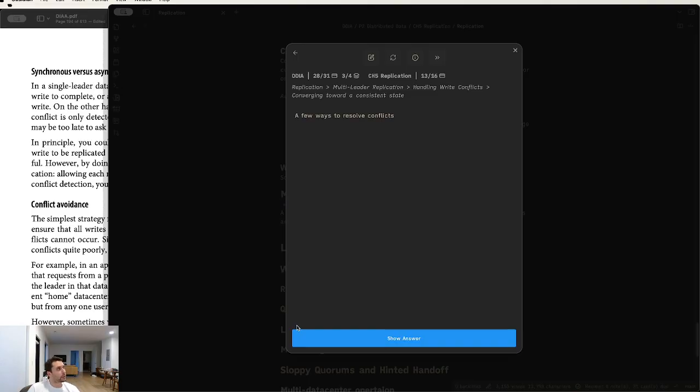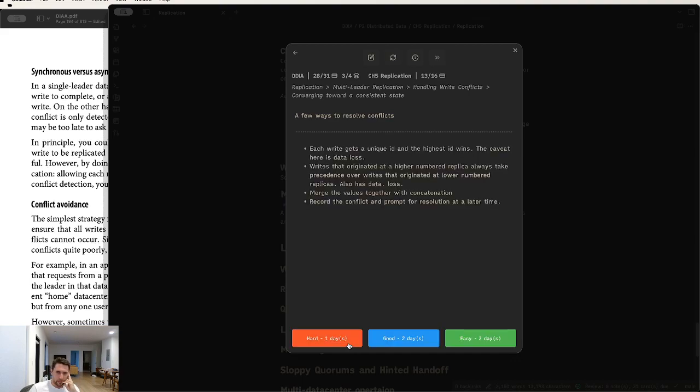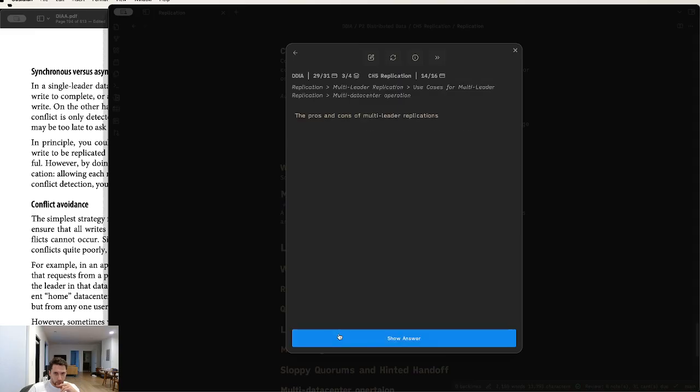Avoid conflicts altogether. Then you have most recent write wins, highest ID wins, higher number of replica wins, concatenation, and then prompt the user for resolution.